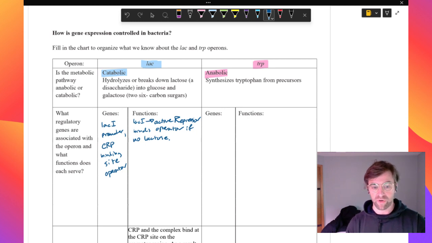The promoter is the site where RNA polymerase binds to the DNA, and binding of RNA polymerase is enhanced when cAMP interacts with... standby.